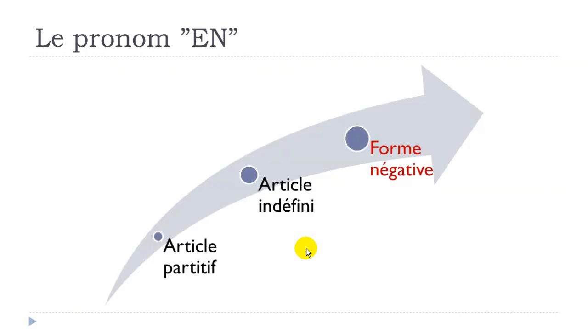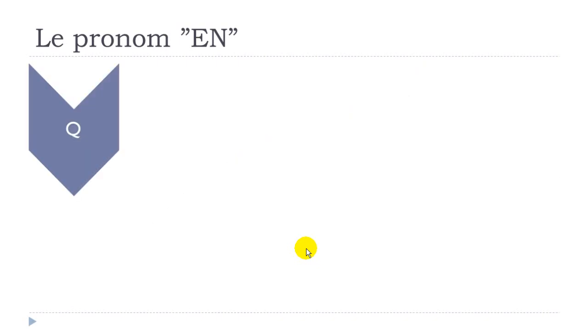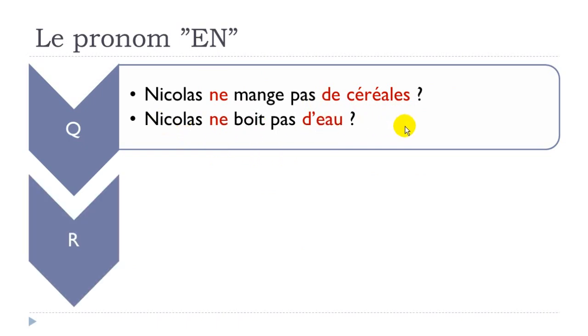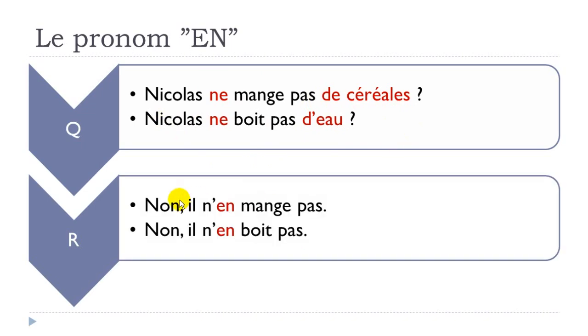So let's see now la forme négative. Nicolas ne mange pas de céréales. Okay, so you've got the question, but here you've got the ne and then the pas, so you know that it's negative. Nicolas ne boit pas d'eau. So let's see the answers. Non, il n'en mange pas. Non, il n'en boit pas.